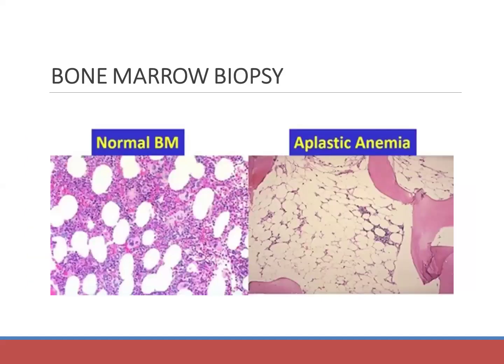Again, a bone marrow biopsy comparing the normal bone marrow, showing hematopoietic precursor cells and a lesser number of fat cells, and the other picture, of aplastic anemia, a hypocellular picture with more fat cells and fewer hematopoietic cells.